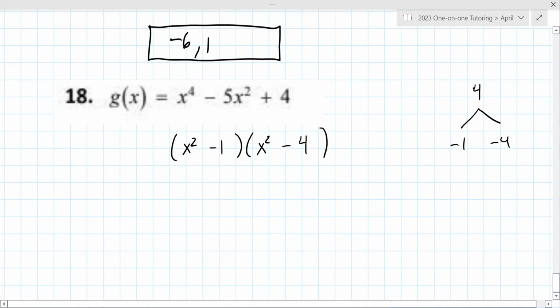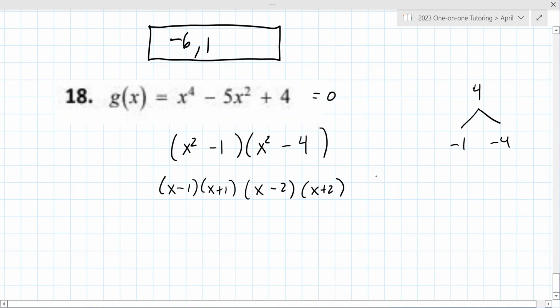Now you look at each of those individually. So there's going to be 4 solutions. So it'd be x times x minus 1. These are both difference of squares. Oh, so x minus 1 times x plus 1 times x minus 2 times x plus 2. Yes, but you're not done.